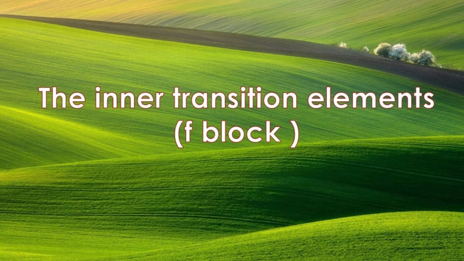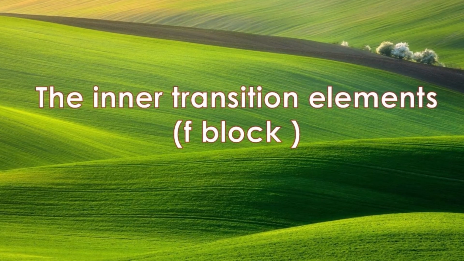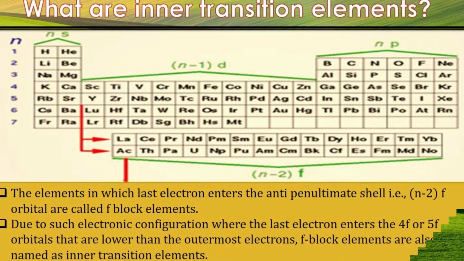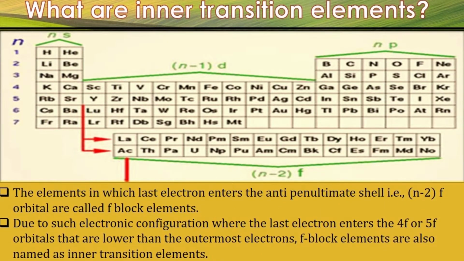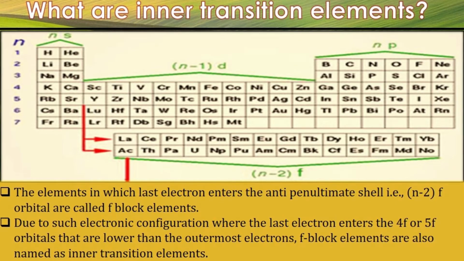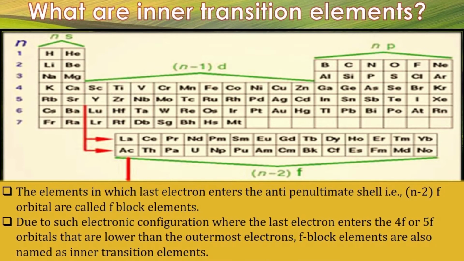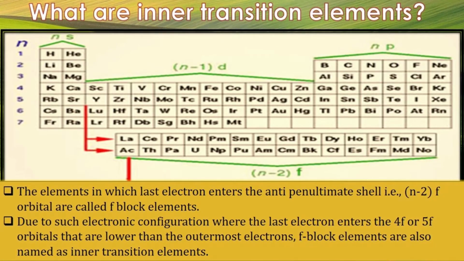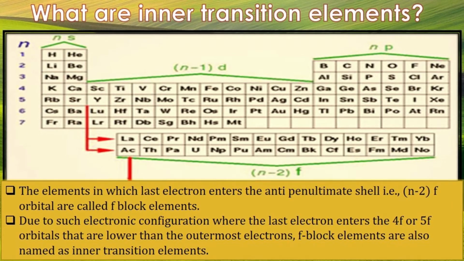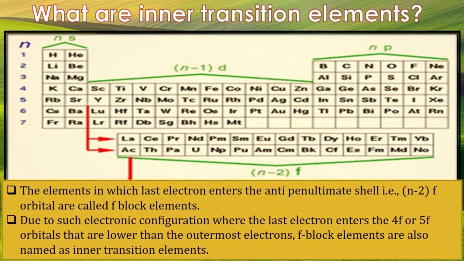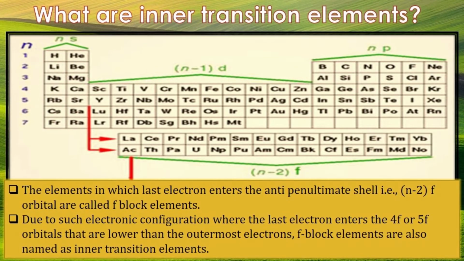Now we are going to learn the last group of the periodic table, that is lanthanoids. Now we are going to see what are inner transition elements or F block elements. The elements in which the last electron enters the anti-penultimate shell, that is the shell which is just before the outermost shell, are called F block elements.